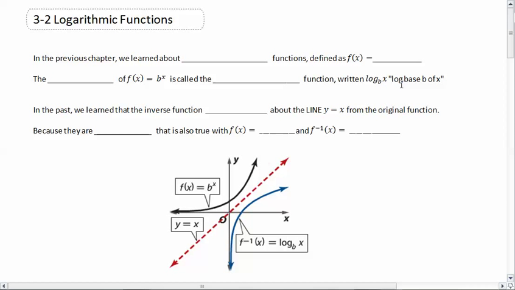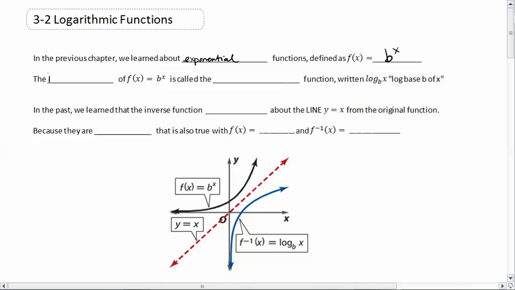This lesson is on logarithmic functions. This is section 3.2 from your book. So in the previous chapter, we learned about exponential functions. These functions are defined as f of x equals b to the x.